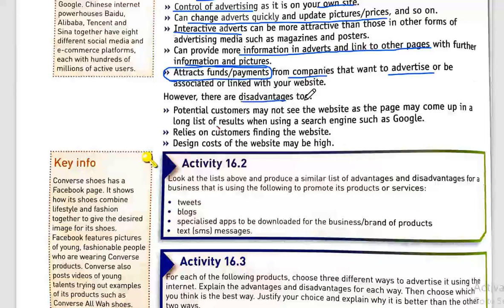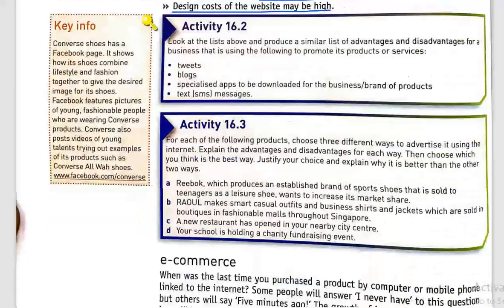But the disadvantages of using the own website for the company is potential customers may not see the website, as the page may come up in a long list of results when using search engines such as Google. So the website can be on page 4 or page 5. It's not seen by potential customers or targeted customers. Relies on customers finding the website. So if I didn't share the website enough, the customers will not be aware that there's even this website. Design cost of the website may be high. In order to actually design the website or to make it attractive, it can cost a lot of money.